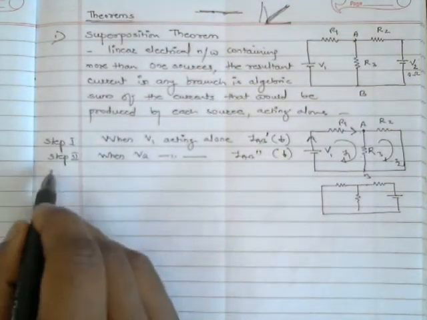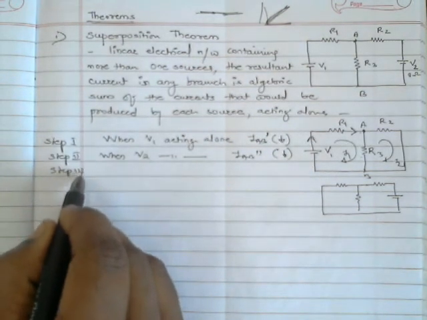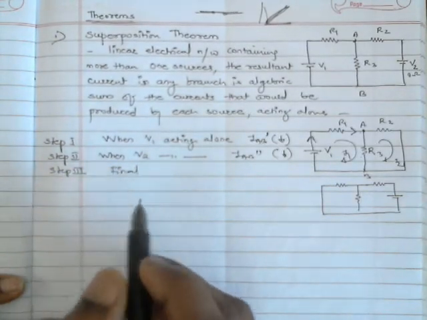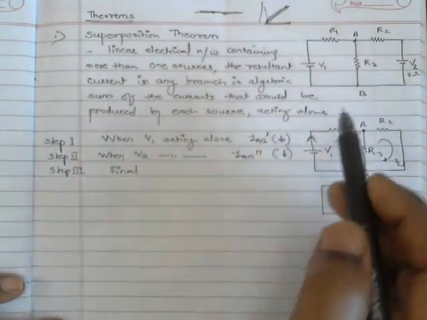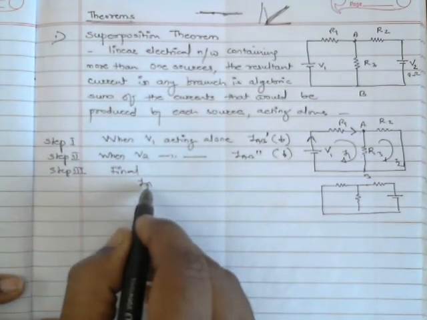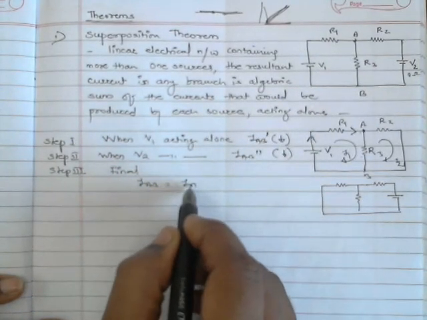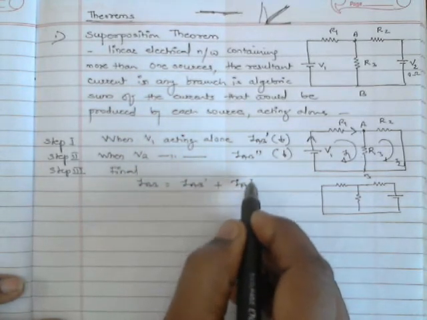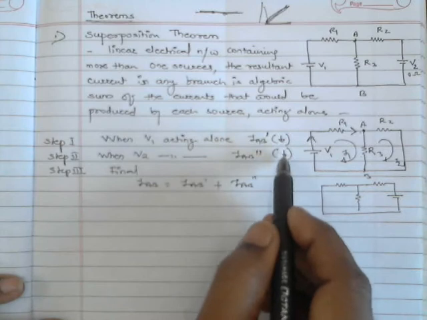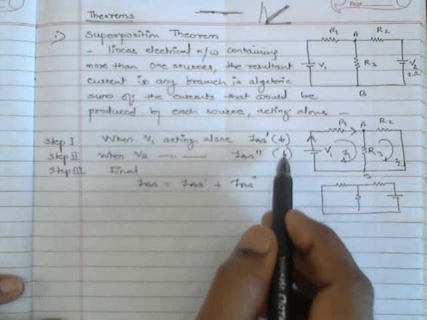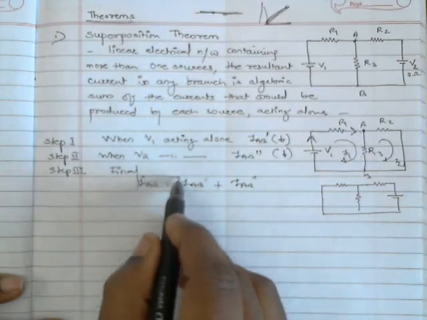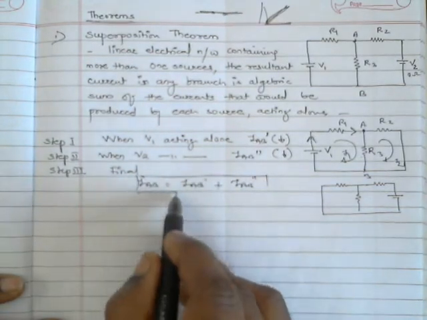Okay. Now step 3. Now the final current when both the sources are acting alone will be IAB, that is nothing but IAB dash plus IAB double dash. Why plus? Because direction coincides. If directions are opposite, then subtraction. Okay, this is the thing.